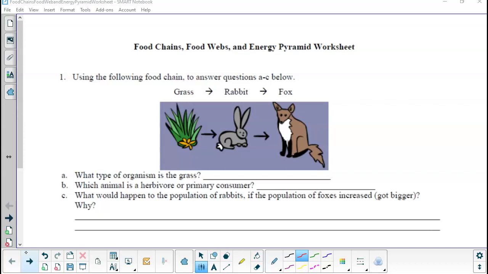So it's number 1, use the following food chain to answer questions A through C below. So we start with some grass, and it goes to a rabbit and goes to a fox. So what that means is the grass has energy stored in it. The chemical bonds that build the grass is storing up energy. And when the rabbit eats the grass, the energy then goes from the grass to the rabbit. So the arrow points to the rabbit because the rabbit is getting the energy. And then all the energy inside the rabbit is then going to go to the fox when the fox eats the rabbit. Okay, so we got some vocab words that go with this.